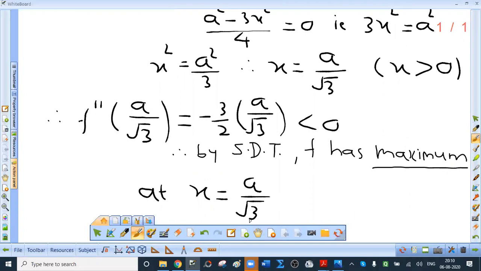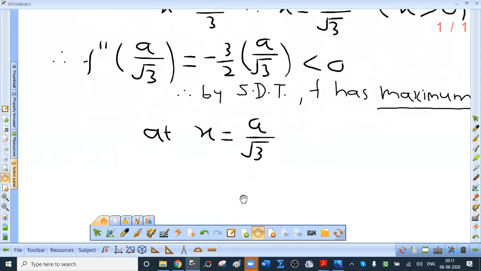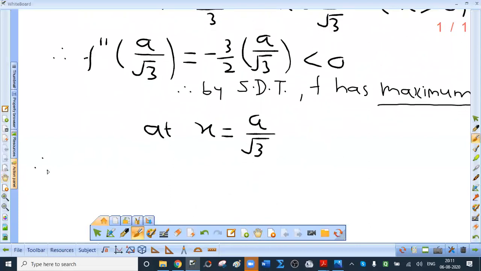Okay. Now what is asked? We are asked to find the maximum volume. So there are two ways. We have obtained volume entirely in terms of x, so put that value. Otherwise find out h and then use the result. Same thing. Now we are not asked to find the height. Okay. So V max is nothing but the value of the volume function at a upon root 3.